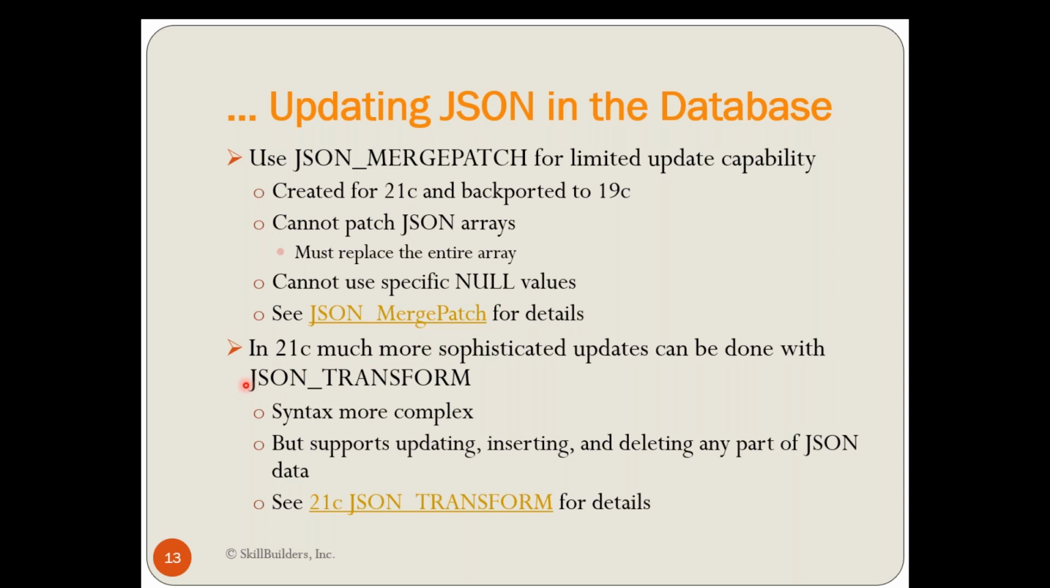When we get to 21C, there is a JSON transform. Much more sophisticated update. The syntax is more complex, but it supports updating, inserting, deleting any part of JSON data. And you can see the details here. I have heard that there are efforts to backport this to 19. We have not yet successfully seen a backport of that to 19 anywhere. But it's really, really cool because without that, remember, you have to replace the whole JSON document to change any one part of it.